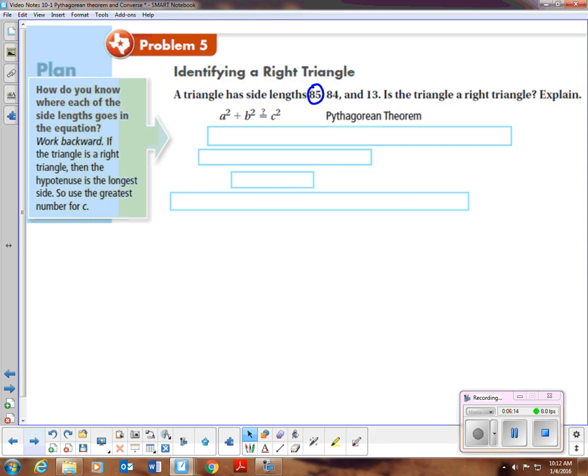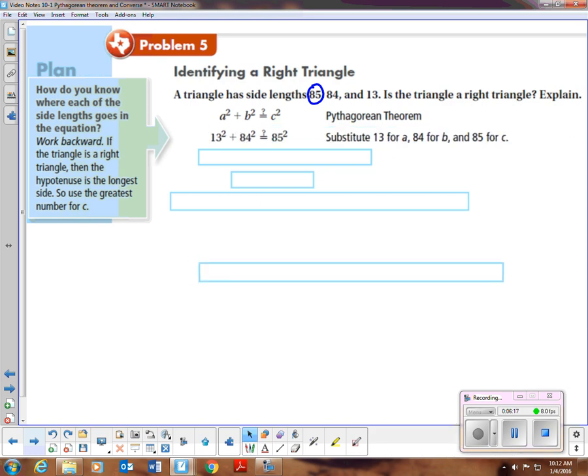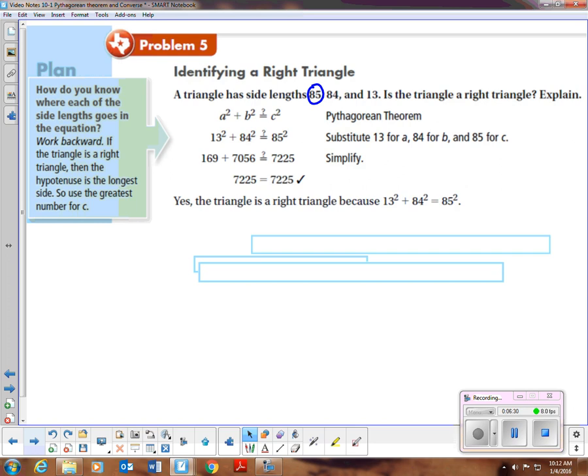So when I plug those in, I get 13 squared plus 84 squared equals 85 squared. Multiply that out, I get 169 plus 756. And notice I have a question mark there because I don't know if it's equal or not. And then when I simplify that, it does come out to be equal. So therefore, since the numbers work in Pythagorean theorem, it is a right triangle.